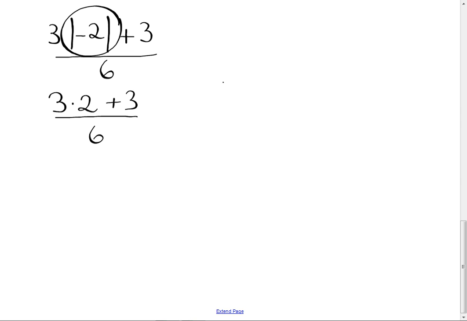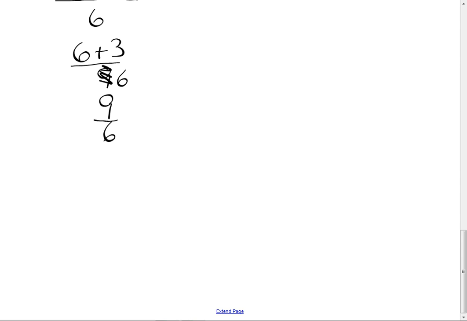Now, can you cancel the 6 and the 3s at all? What should you do here? 3 times 2 is 6. 6 plus 3 is 9. 9 over 6. Can you reduce that? Yeah. What goes into 9 and 6? 3.